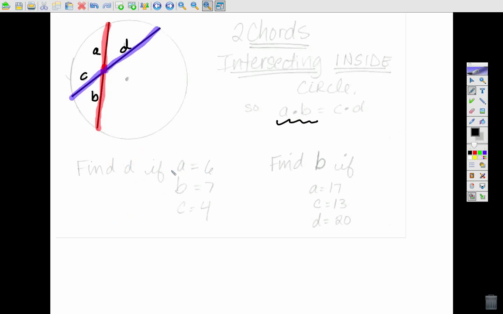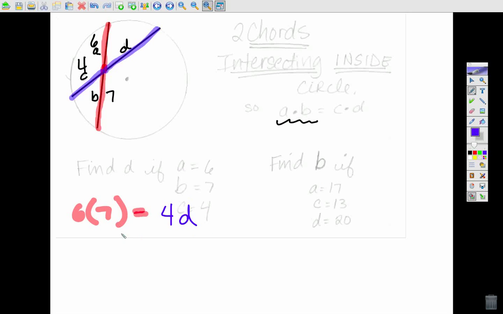All right, so let's look at the first one. The first one I said find D if A equals 6, B equals 7, and C equals 4. Okay, so on this one, A is 6, B is 7, C is 4, and D is what we're looking for. So I'm going to set my problem up. I'm going to have A times B, the red ones, I'll do them even in color here. All right, so I'd have 6 times 7 equals, now I'll do C times D, that's going to be 4 times D.